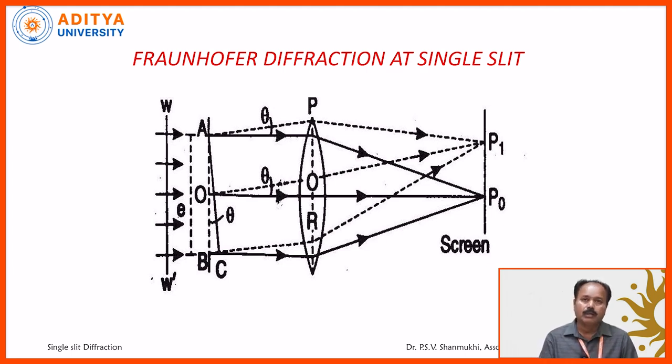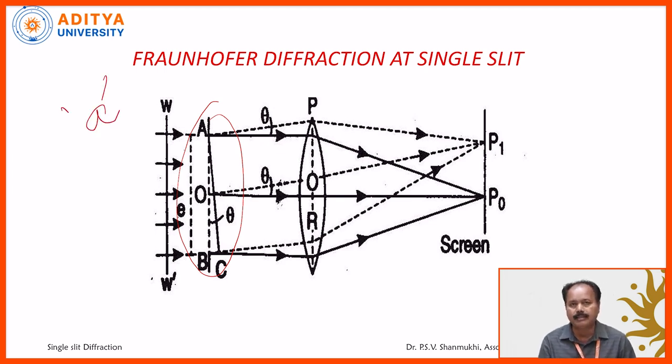Say we are considering a single slit, a rectangular slit whose length is perpendicular to the plane of the board or the paper, and the width of the slit is given by small a. From the sideways the light rays are passing through the slit. Because of diffraction, the light rays are bending and the angle of deviation is given by theta.